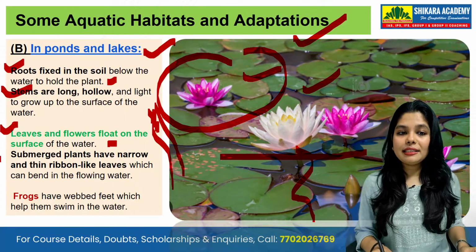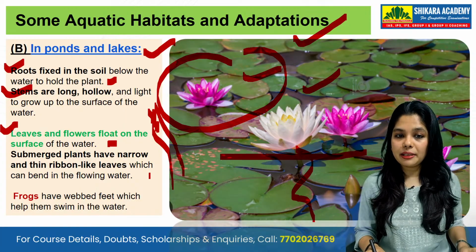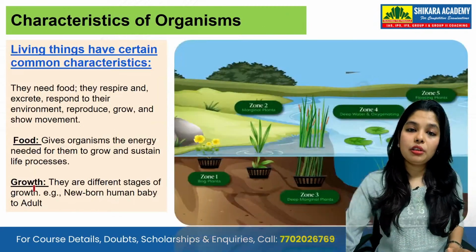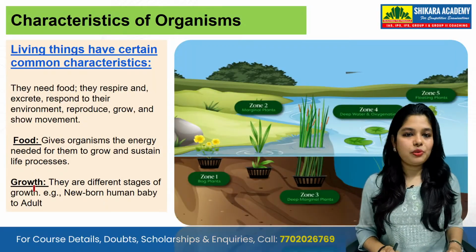Then submerged plants have narrow and thin ribbon-like leaves, and frogs have webbed feet which help them swim in the water. The webbed feet structure helps them swim in the water.